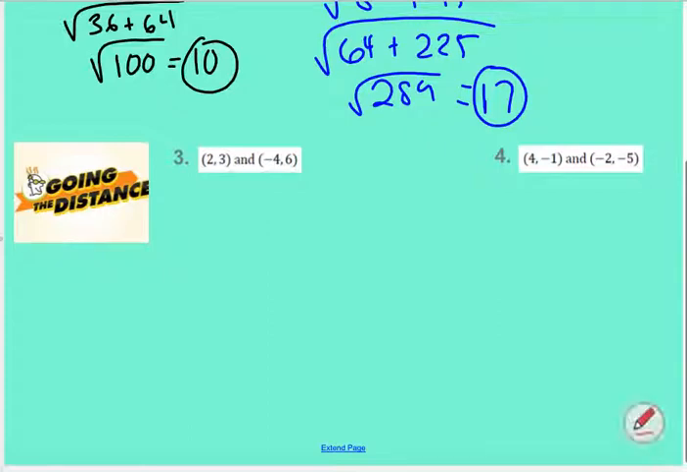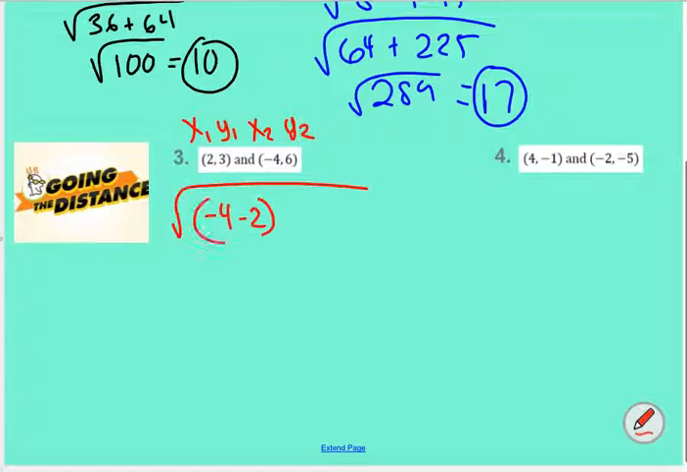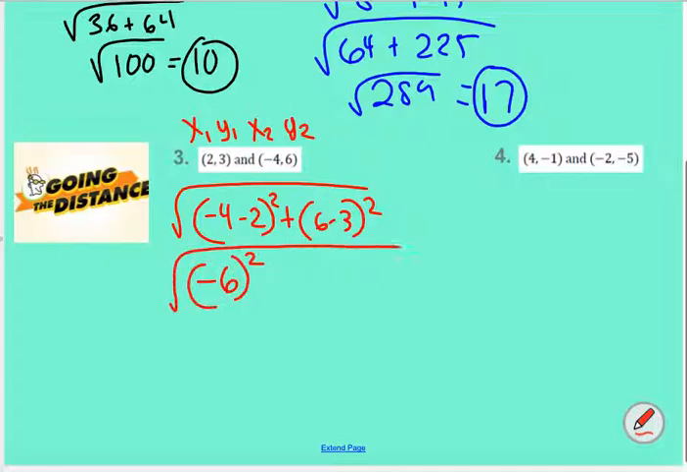So now 2, 3, and negative 4, 6. Well, x1, y1, x2, y2. Until you get good at this, keep with that habit. So negative 4 minus 2, 6 minus 3. Negative 4 minus 2 is a negative 6 squared. I put that in parentheses for a reason. Plus 3 squared. Negative 6 squared, do not put negative 36. Kids will put that in their calculator and it'll come up negative 36, and they will put negative 36 without realizing negative times a negative has got to be a positive.